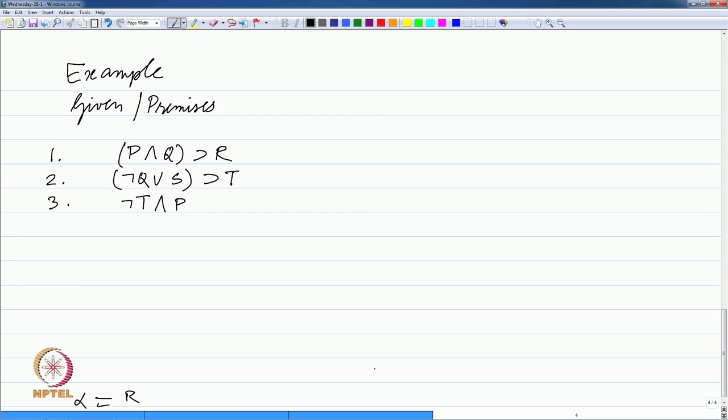So, we are saying that if the first three sentences are given to us, does R follow logically from this? As we have seen earlier, one way of doing this is to construct a truth table, construct a large formula based on this and see whether R turns out to be true or not, but we are interested in proof methods right now essentially. So, let us do a proof of this.